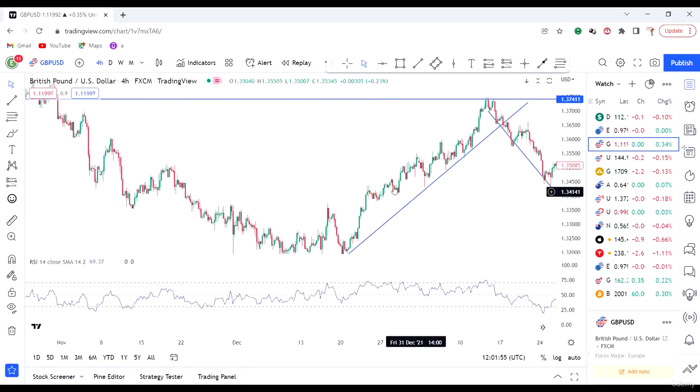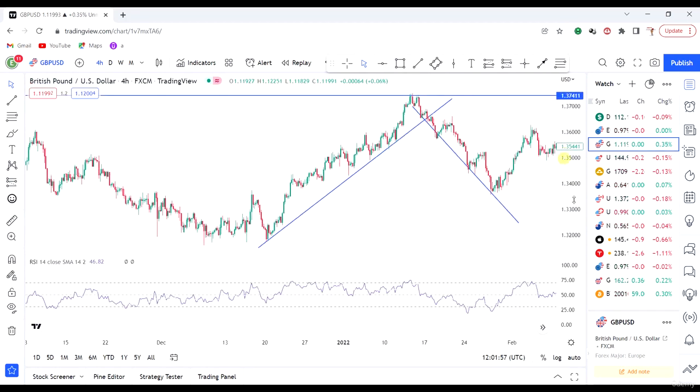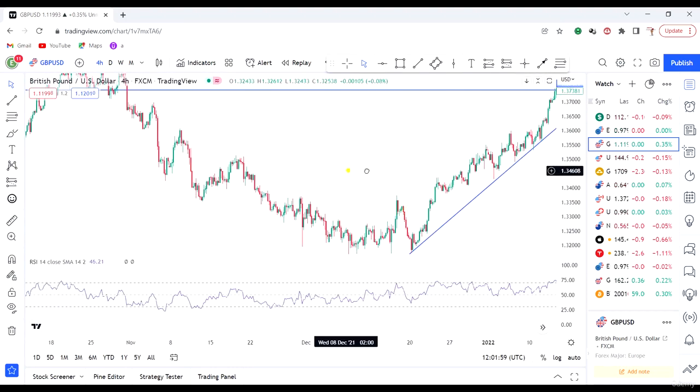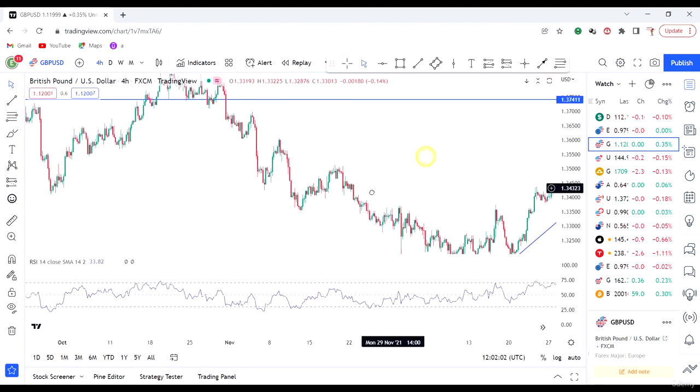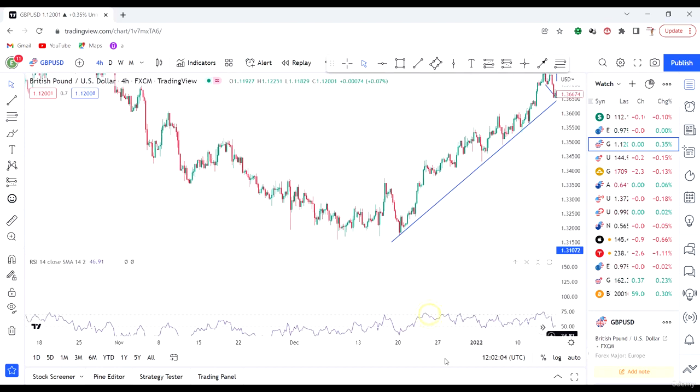That will be it for this lecture. In the next lecture, we'll be looking at our last indicator, which is the MFI, or the money flow index, which is quite similar to the RSI.